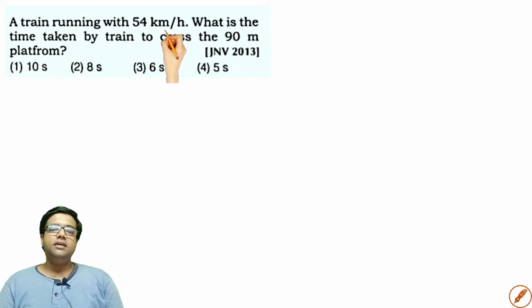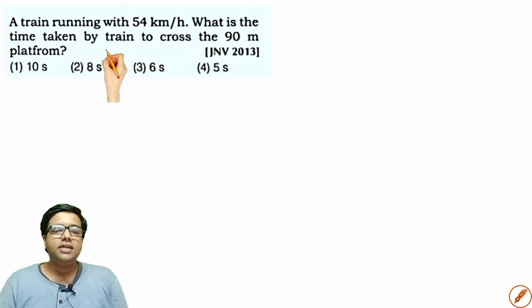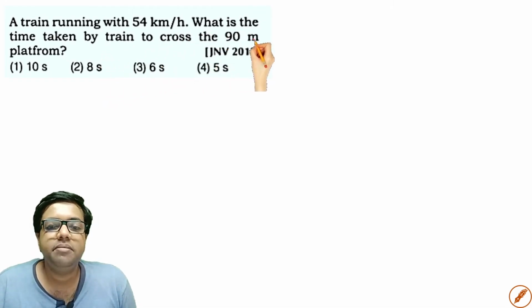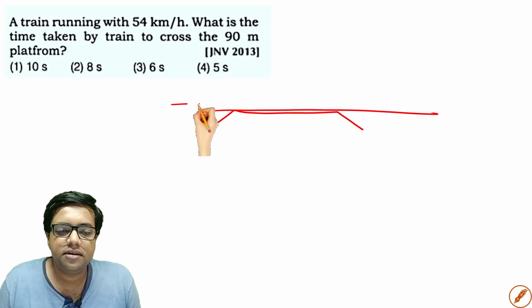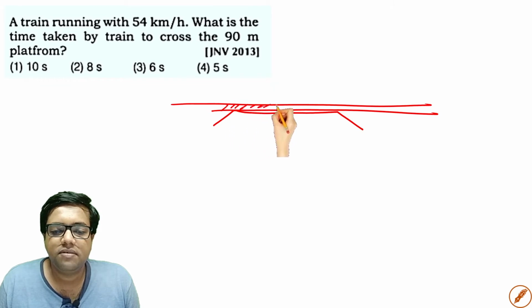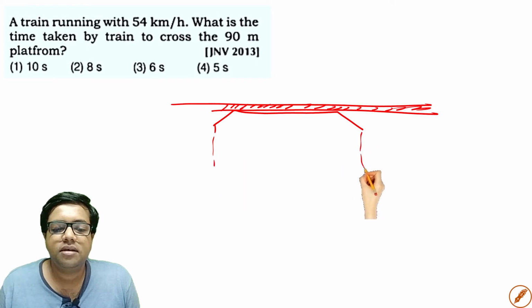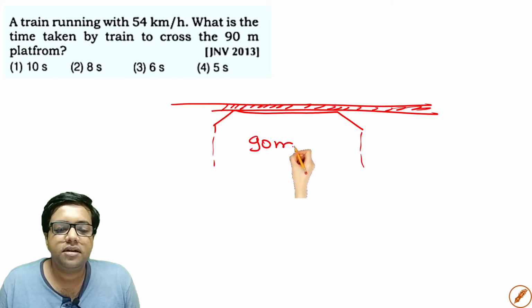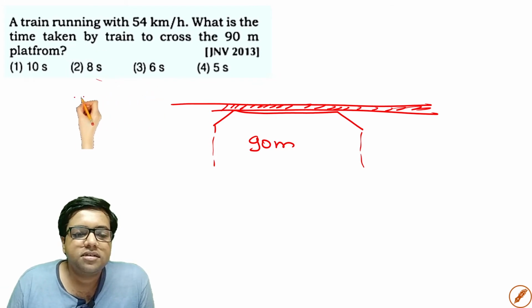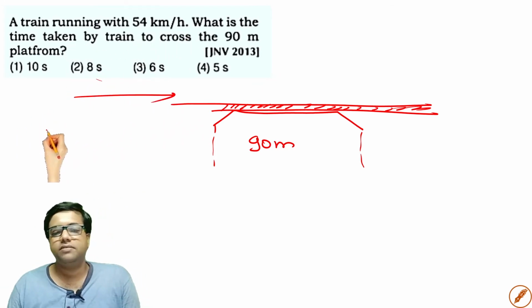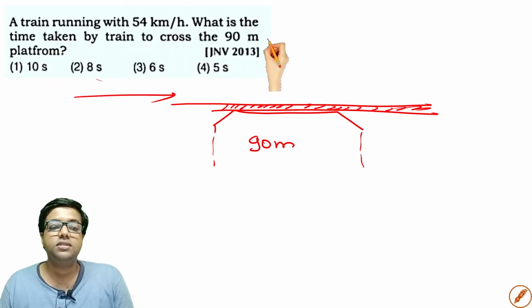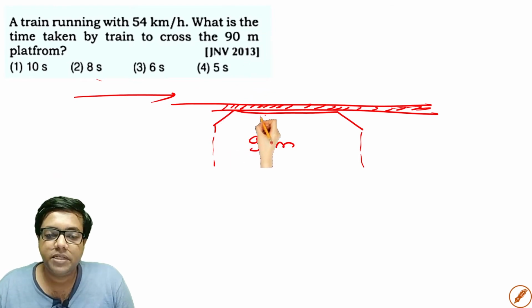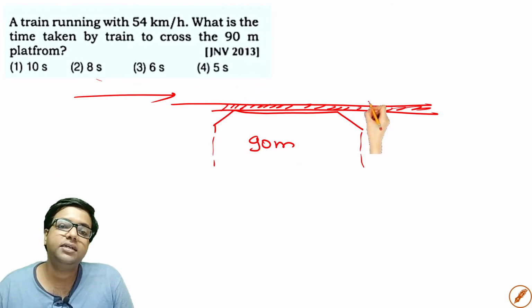A train running with 54 km per hour. What is the time taken by a train to cross 90-meter platform? Okay. So there is a platform and there is a railway track here. The platform length is 90 meters. And the train is running at a speed of 54 km per hour. What is the time taken by the train to cross the 90-meter platform?